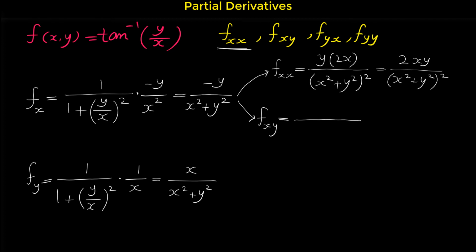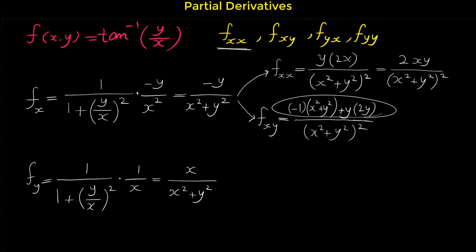Again, if we use quotient rule, the derivative of the top function with respect to y is -1 times the bottom function minus the top function, which is -y. So again, we have plus y times the derivative of the bottom function with respect to y, which is 2y. So y times 2y all over the bottom function squared.